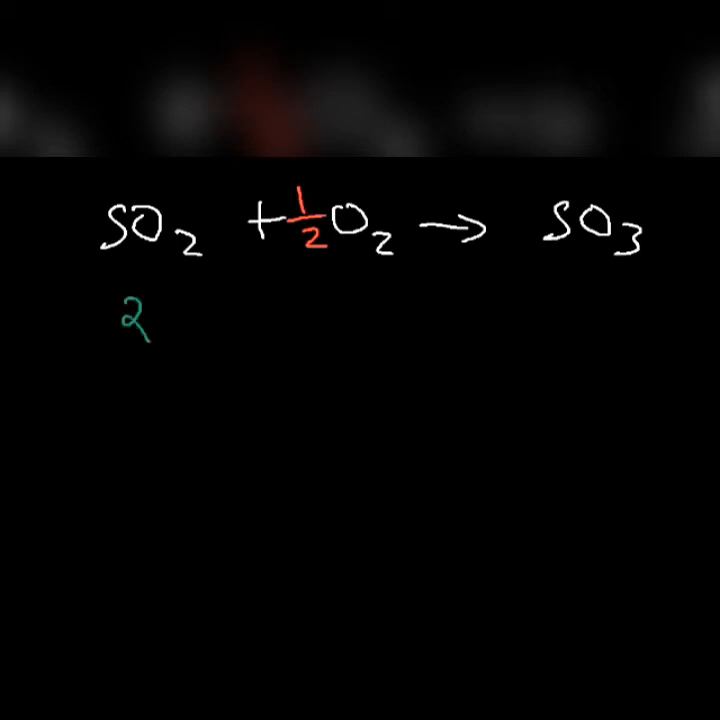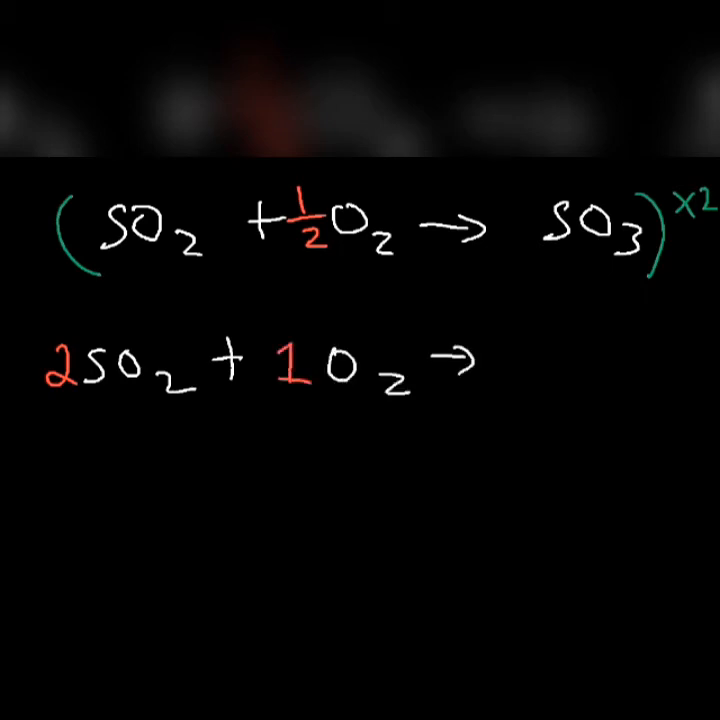We have 2 oxygen atoms in SO2. A half times 2 is 1. The 2's cancel. 2 plus 1 is 3. So it's balanced, but we don't have any whole numbers. So what we need to do is multiply the equation by 2. So 2 SO2, 2 times a half, we said it's 1, so 1 O2 produces 2 SO3 molecules. Notice that it's balanced at this point.